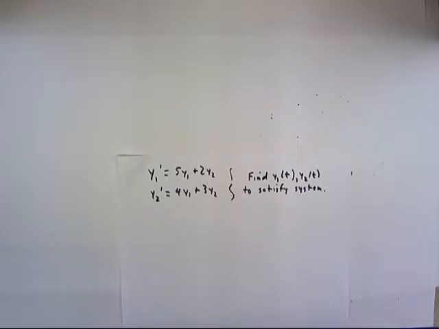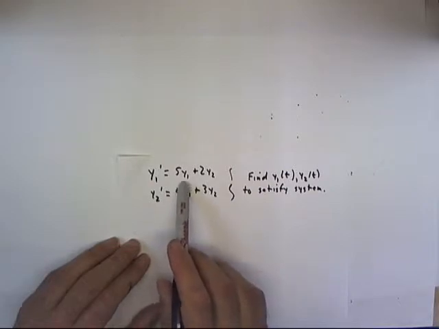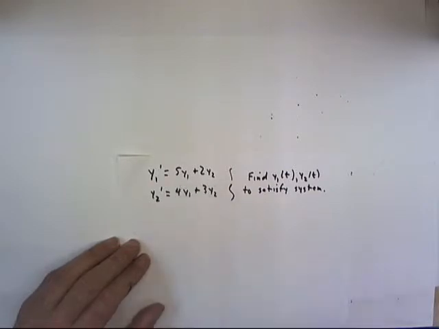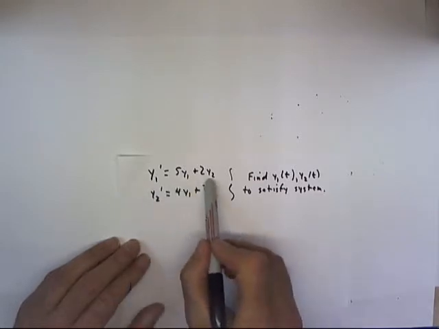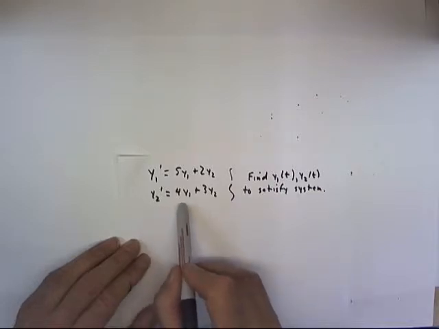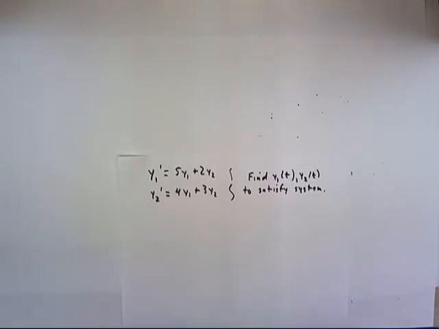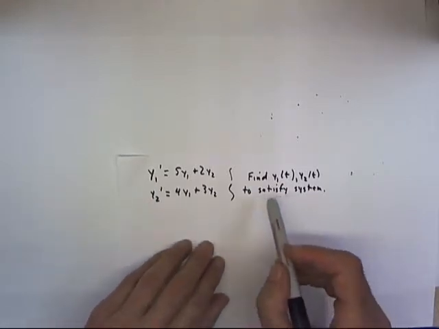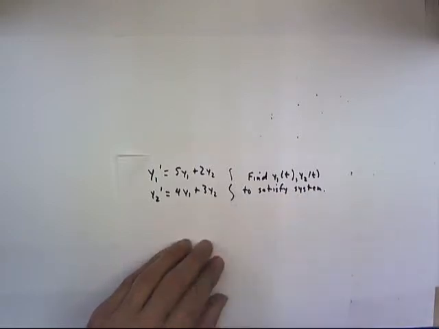So without further ado, let's just consider the following problem. We have two differential equations in y1 and y2, where y1 and y2 are functions of t. First equation says that y1 prime equals 5y1 plus 2y2. Second equation says y2 prime equals 4y1 plus 3y2. I didn't really need to read that to you, but I did. Okay, we want to find functions y1 of t and y2 of t that satisfy this system.